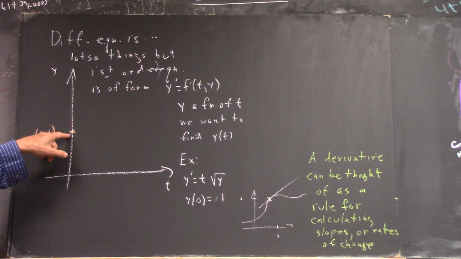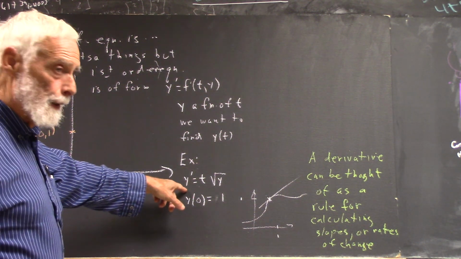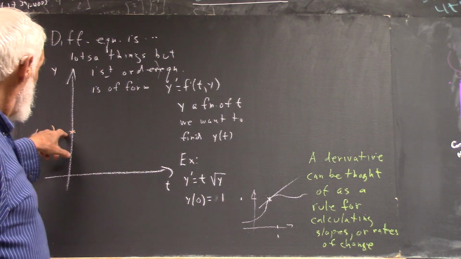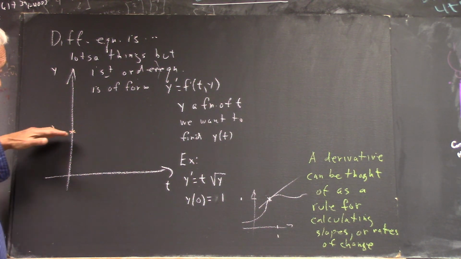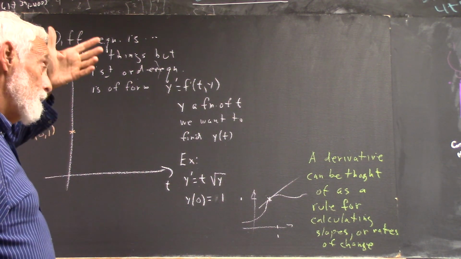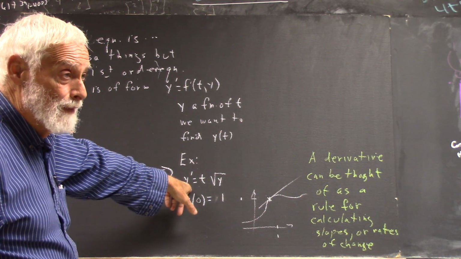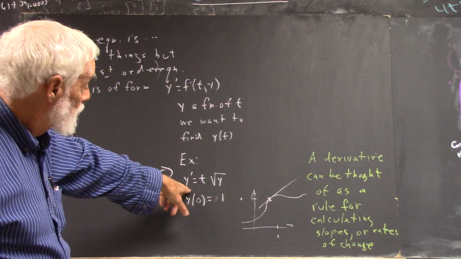What can you tell me about the behavior of y in the vicinity of this point? If we move a little bit to the right or left, well, this tells you something. It tells you what the slope is. What's the slope?